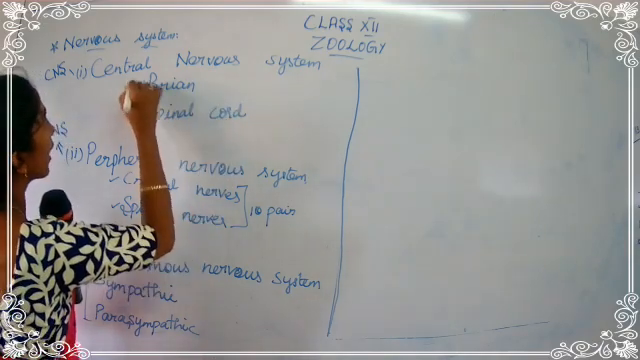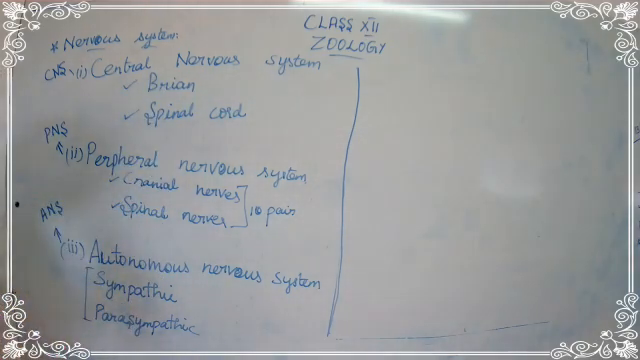Spinal cord is very important in vertebrates, isn't it? So, the central nervous system only consists of the brain and spinal cord. The peripheral nervous system consists of the cranial nerves and spinal nerves. And the autonomic nervous system consists of sympathetic nerves and parasympathetic nerves. Are you clear? Okay.